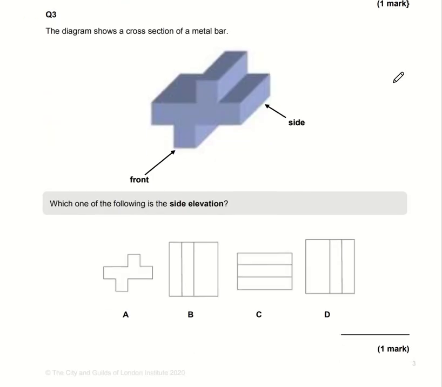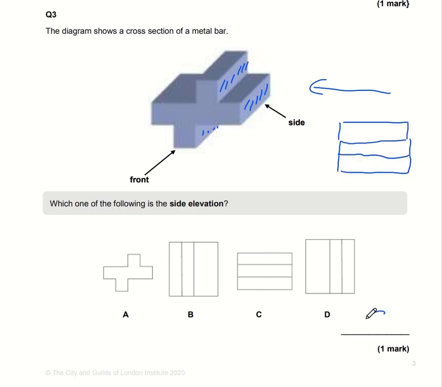Question number 3, the diagram shows a cross section of a metal bar, and which of the following is the side elevation? So we're looking at it from the side. So what we'll see here is a rectangle here, a rectangle directly above it, and another rectangle directly below it. So that's going to be 3 rectangles in a row, like so. So that is C.